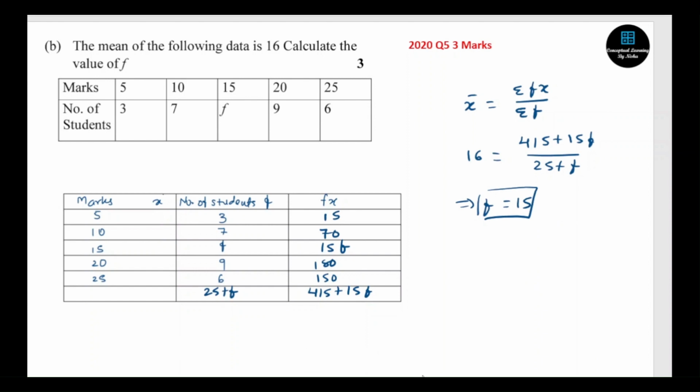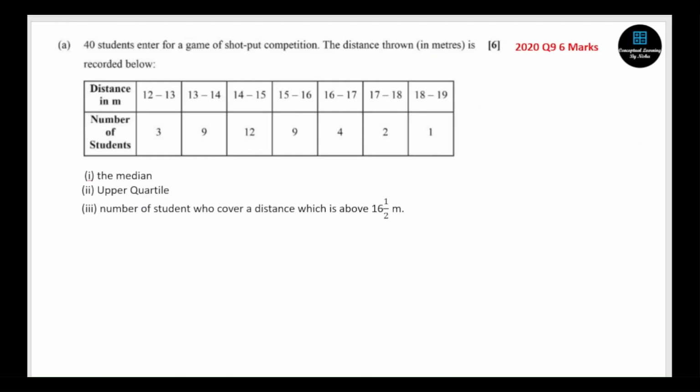I hope you understood this. Now this is a 6-marker question where we have to find the median, the upper quartile, and the number of students who cover a distance above 16.5 meter. So here we have to plot the Ogive first. We have to find the CF first to plot this graph, correct? So we'll do it quickly.